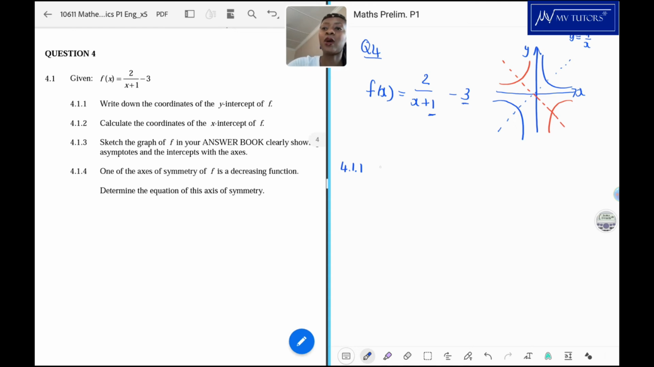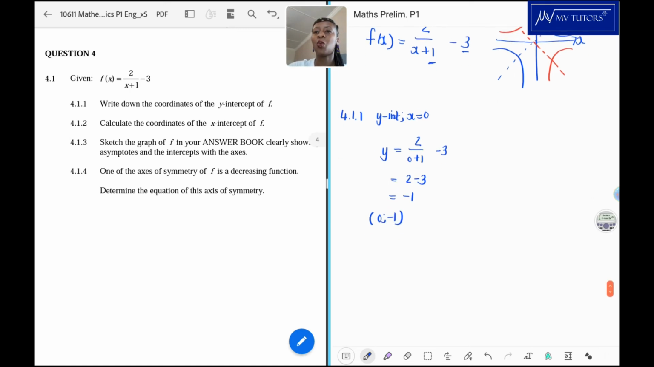So we know that the y-intercept is where x is 0. So I'm going to say y is equal to 2 over 0 plus 1, minus 3. So that's basically 2 minus 3, which is minus 1. Therefore, my graph will cross the y-axis at negative 1.